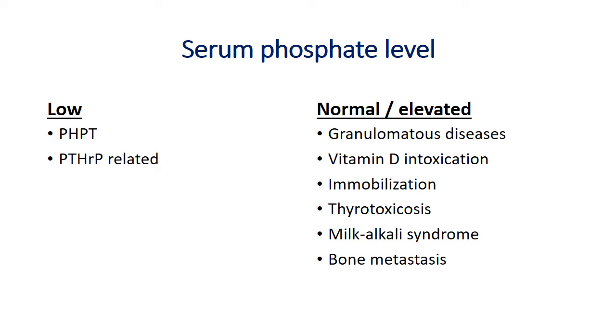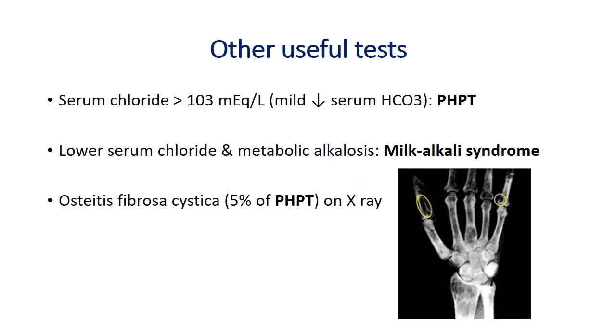A normal or elevated phosphate level hints that you are dealing with either granulomatous diseases or vitamin D intoxication situations where there's an increase in the active form of vitamin D leading to increase in both calcium and phosphate. Other causes of both the calcium and phosphate being elevated include immobilization, thyrotoxicosis, milk alkali syndrome, and the presence of extensive skeletal metastasis.